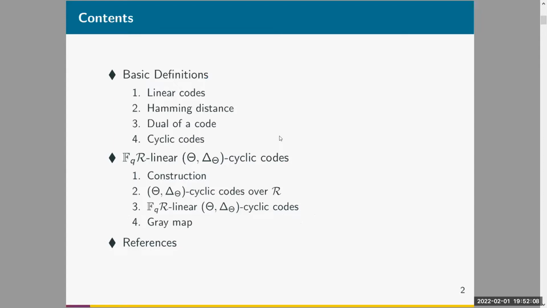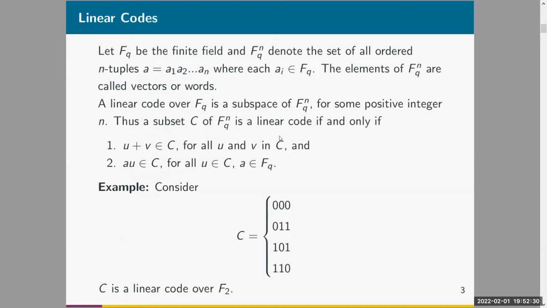So these are the outlines of my presentation. First of all, I will discuss some basic definitions like linear codes, Hamming distance, dual code of a code, and cyclic codes. After that, our main work: F_q R linear theta delta theta cyclic codes, its construction, theta delta theta cyclic codes over R, then F_q R linear theta delta theta cyclic codes, and finally a Gray map for the construction of optimal codes.